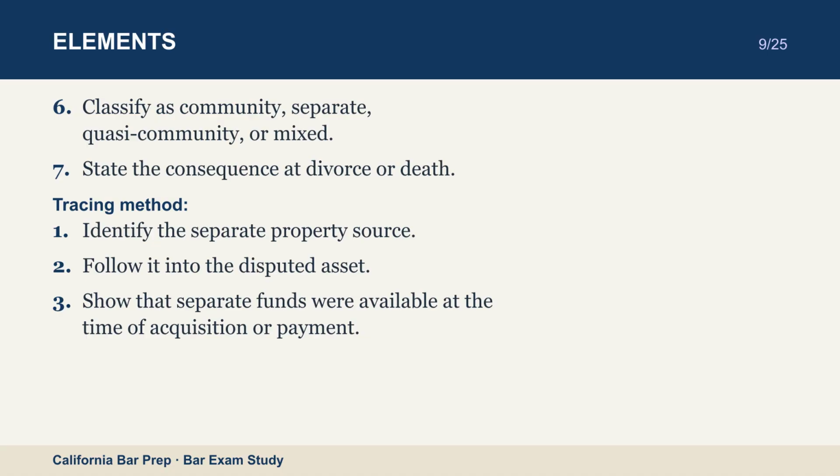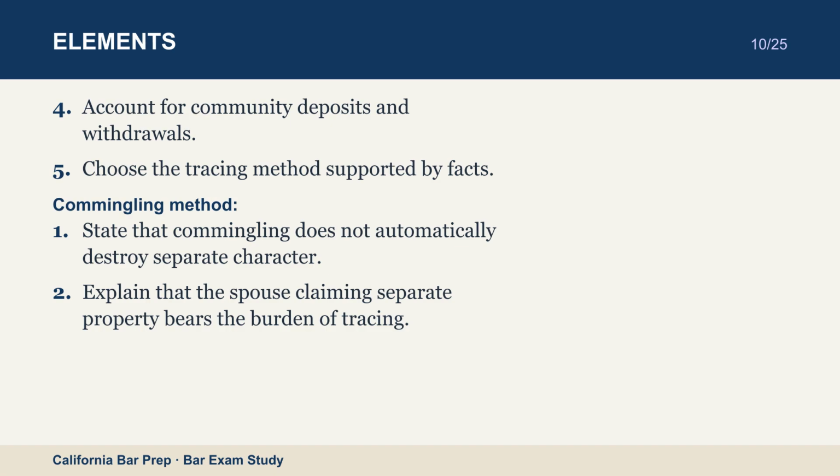Tracing method. Identify the separate property source. Follow it into the disputed asset. Show that separate funds were available at the time of acquisition or payment. Account for community deposits and withdrawals. Choose the tracing method supported by the facts.